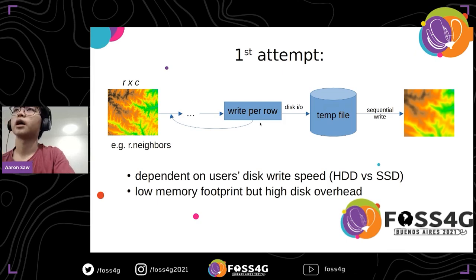So I tried two different attempts. In the first attempt, in between the sequential write, I put a temporary file buffer on the disk. So every thread will write on this temporary file before transferring to the final output map. But the thing with this is that it is very dependent on the user's disk write speed. For example, if you have HDD versus SSD or NVMe SSD, then the write speed will differ. And even though we can have a very low memory footprint, there is very high disk overhead, and you need to use up a lot of disk space.